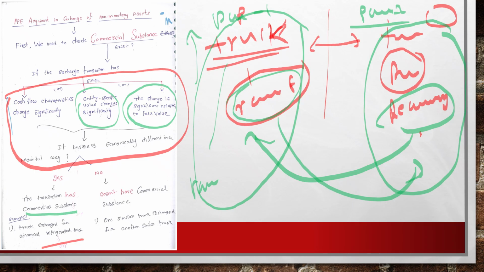We'll see the second example. A similar truck is exchanged for another supplier's. He has a truck with no refrigerator facility.